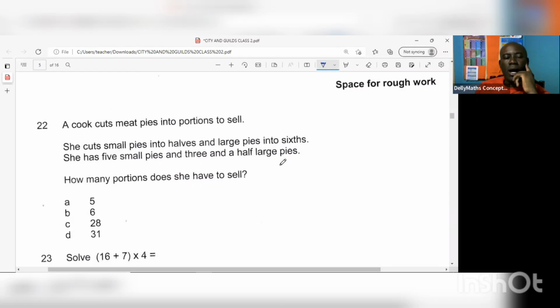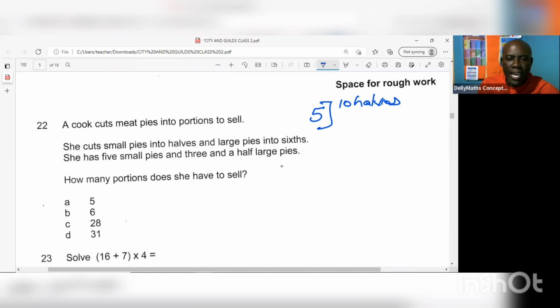Number 22. A cook cuts meat into pieces, portions, and sells. She cuts small pieces in half and large pieces in 6. She has 5 small, so 5 small. That's going to give us 10 halves, right?